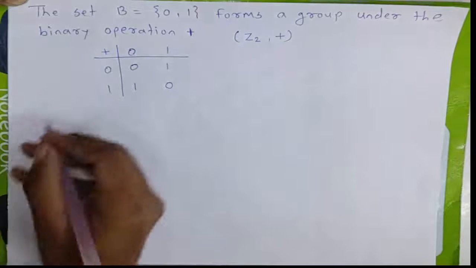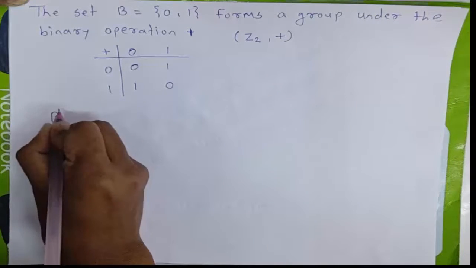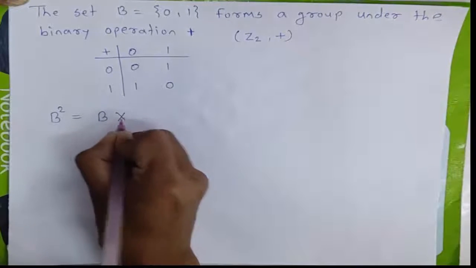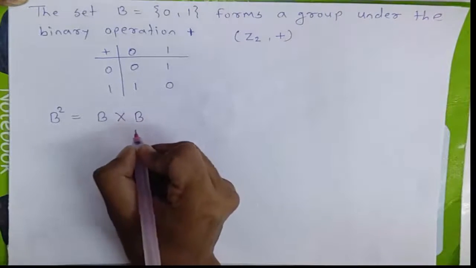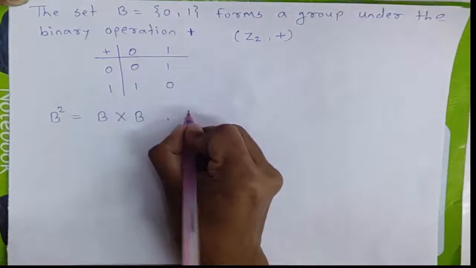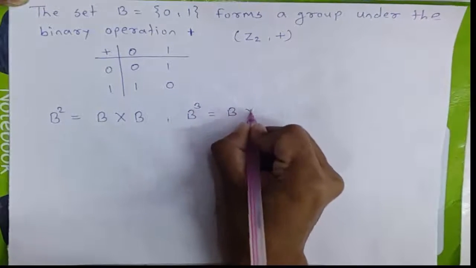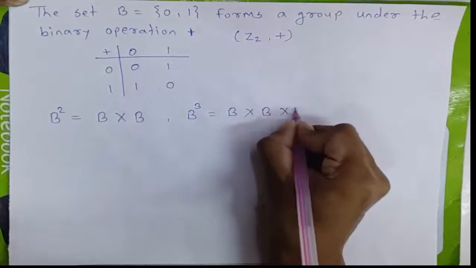Now B square is equal to B cross B. Similarly, if we take B cube, B raised to 3, then it is B cross B cross B.